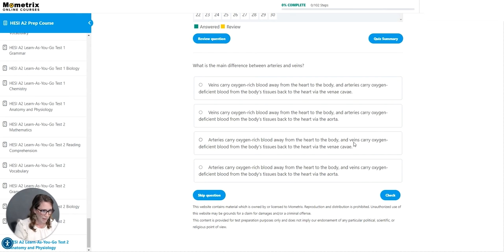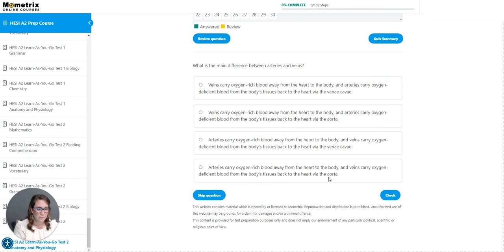That is correct. Veins carry oxygen-deficient blood from the body's tissue back to the heart via the vena cava. Got a superior and inferior vena cava, and those are the two main that collect all that deoxygenated blood, so that looks correct. Double check down here. Arteries carry oxygen-rich blood away from the heart to the body. Correct. Veins carry oxygen-deficient blood from the body's tissues. Correct.